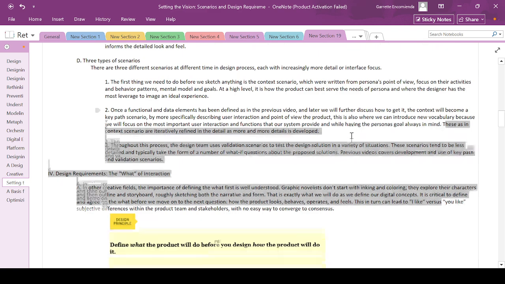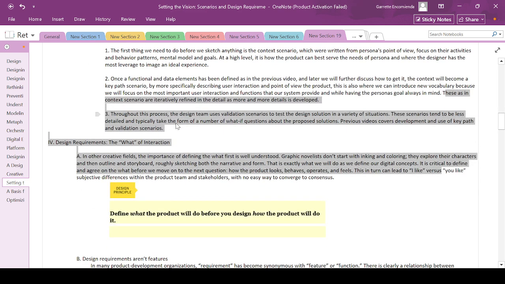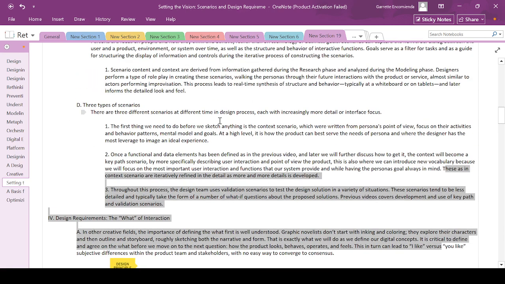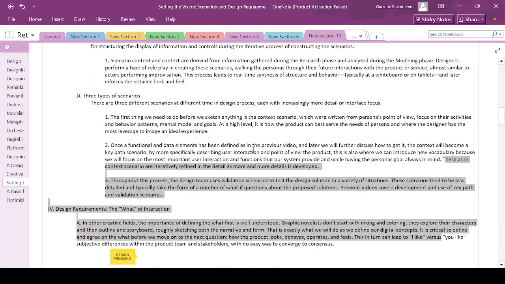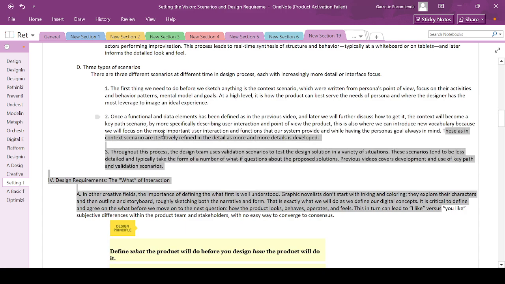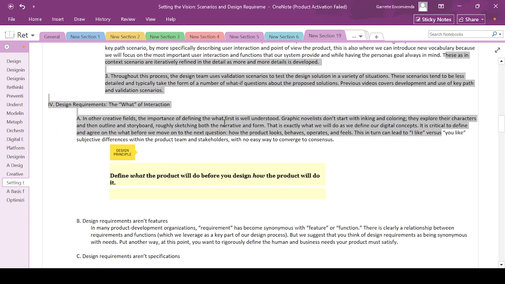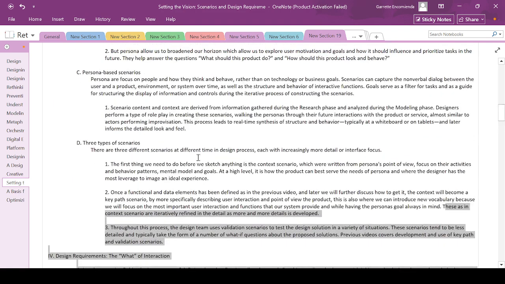So these context scenarios are iteratively refined in detail as more and more details are developed. First we will start with the context scenario, then we will create the key path scenarios once we get the functions and data from that context scenario. And throughout this process, the design team uses validation scenarios to test the design solution in a variety of situations. So this is where the developer type of thinking will come in.